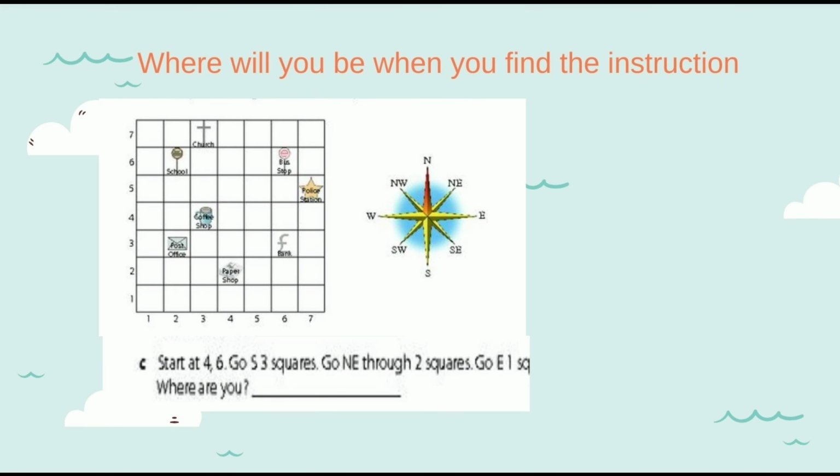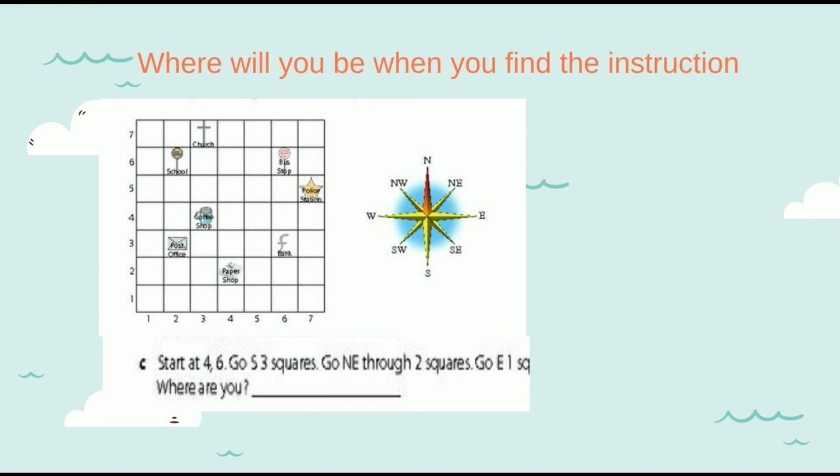Alright, so where will you be if you start at 4-6? So let's find 4-6. So 4-6 is kind of near the bus stop. So we're 2 blocks away from the bus stop, or 1 block away, I should say, from the bus stop. Or 2. I was never ever good at math, so maybe we're 2 blocks away. But listen, that's not the point. So we're at 4-6 now, and it says go south 3 squares. So if we're at 4-6, we're going to go south 3 squares.